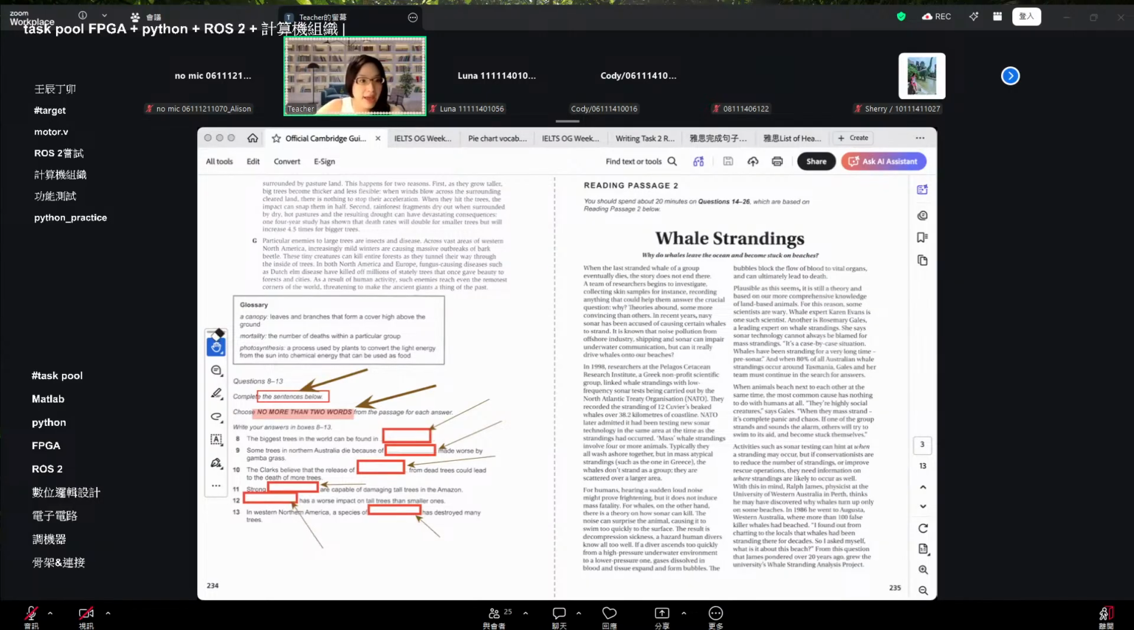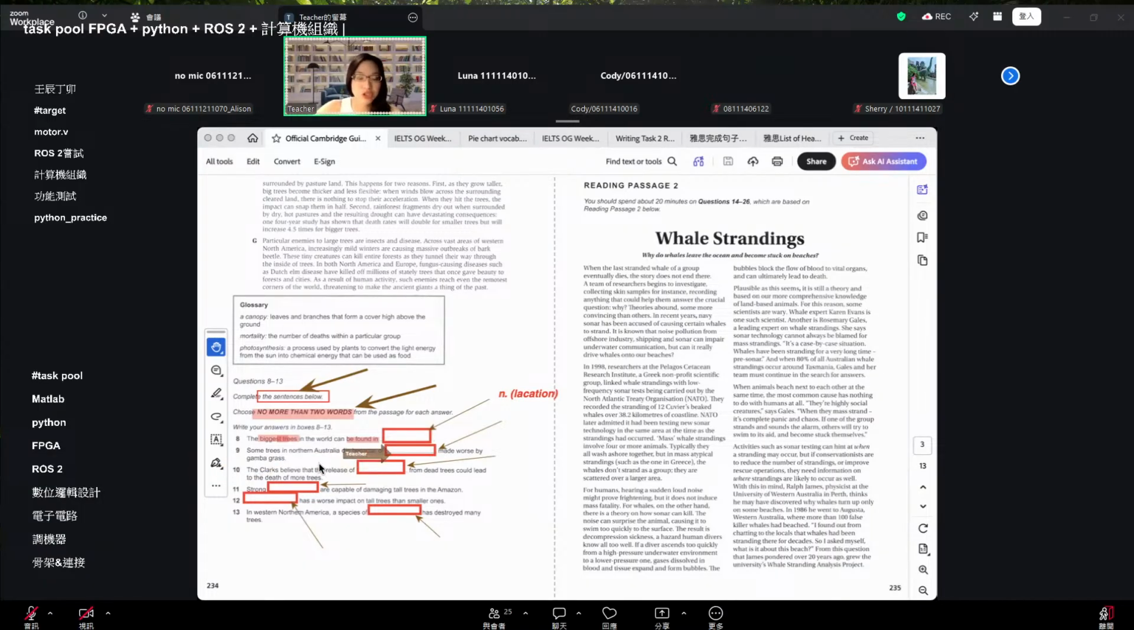Now, if we look at each one of them, the first one that might gain our attention is when we examine question A, they say the biggest trees in the world can be found in. So the moment we realize that they say trees, the biggest, which is the superlative, right? Be found in a certain place. So we knew it's going to be a noun, and there is a great chance of having this as a location. Okay, now if we go to question 2, some trees in northern Australia die because of something made worse by gamba grass.